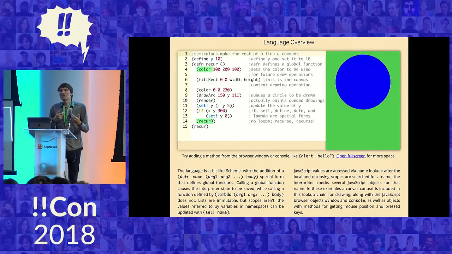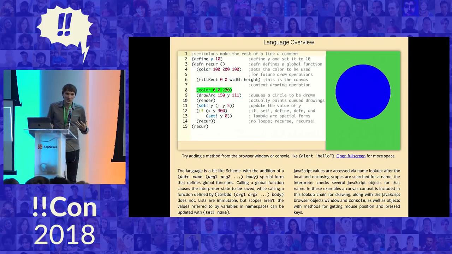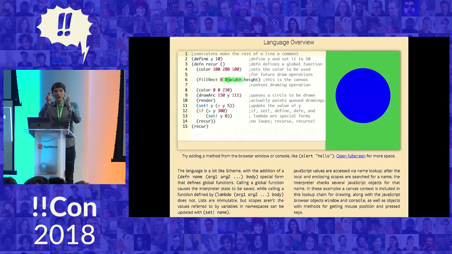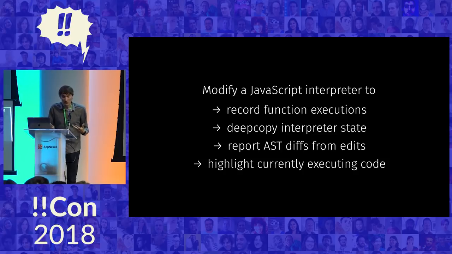But we still have a big issue here. So this is our language. You'll notice there's a lot of parentheses. And if there's a thing we know from programming language history, it's, well, parentheses are okay, but the word has to be on the left side of the first parenthesis if this thing's ever gonna be popular. So let's take a JavaScript interpreter instead. And we still have our efficient interpreter, but we're gonna change an existing JavaScript interpreter to kind of record function executions. We have to copy state.